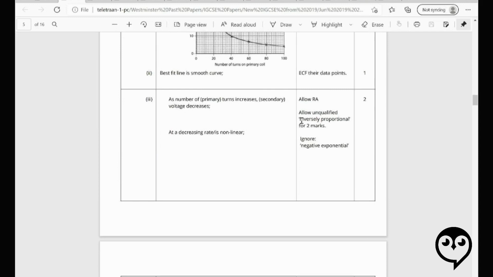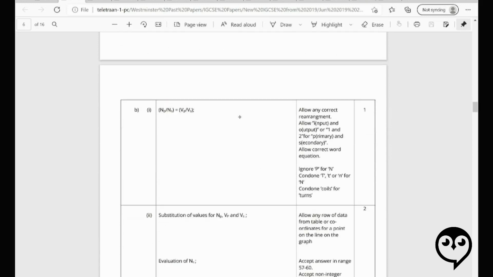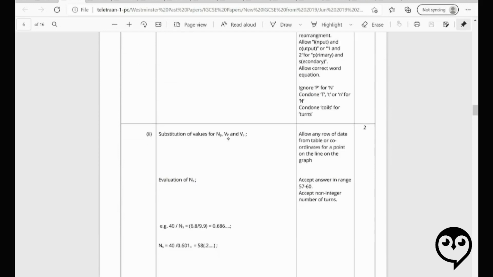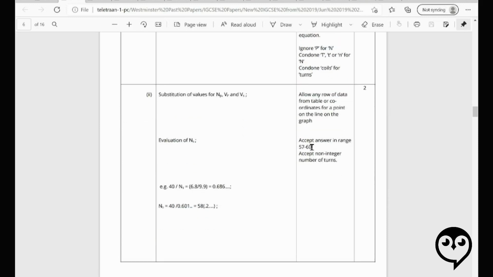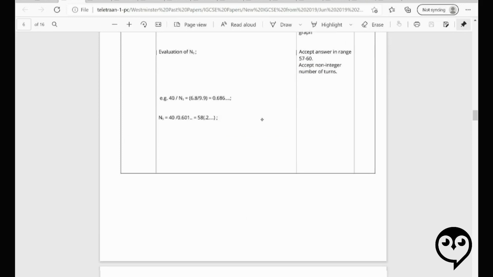What's the relationship? It says allow unqualified inversely proportional for 2 marks. They say here you could say as the number of turns increases, the voltage decreases, but at a decreasing rate. That's fine. That's what inversely proportional means. Here's your formula. Substitute in some values. You get them from any row of the data from the table, right? Good. And you should get an answer somewhere between 56 and 60 for the number of turns. They get 58. So yeah, whatever you plug in there.